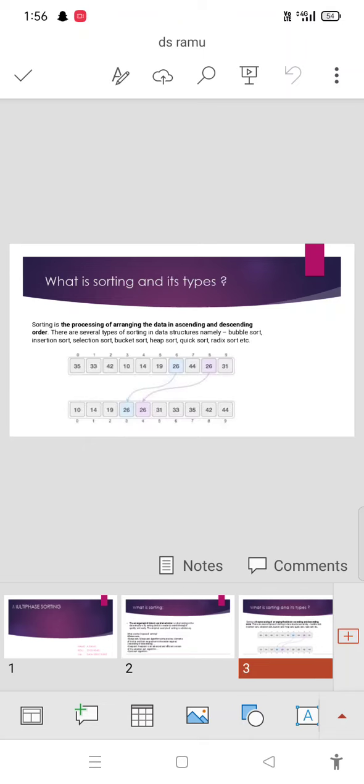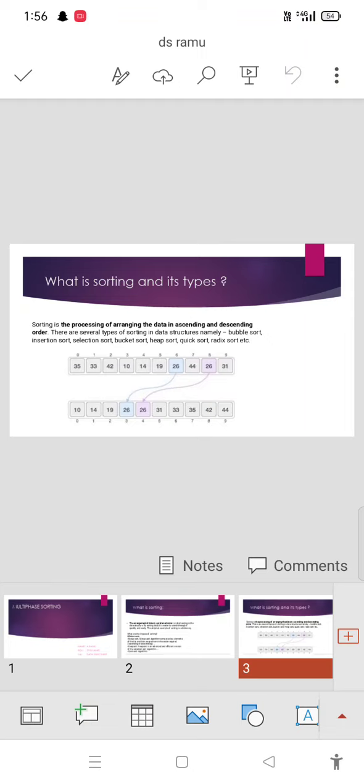What is sorting and its types? Sorting is the process of arranging the data in ascending or descending order. There are several types of sorting in data structures, namely bubble sort, insertion sort, selection sort, bucket sort, heap sort, quick sort, radix sort, etc.